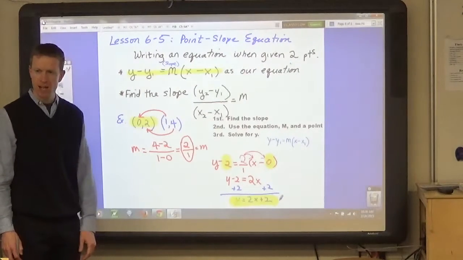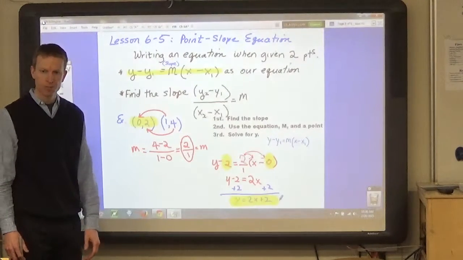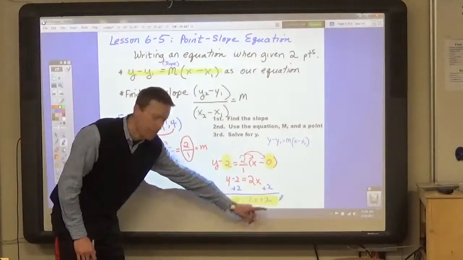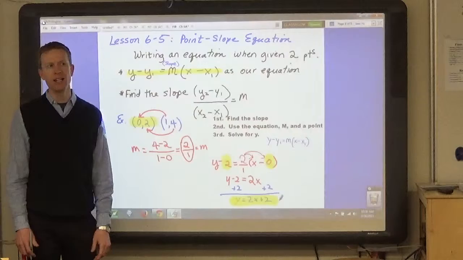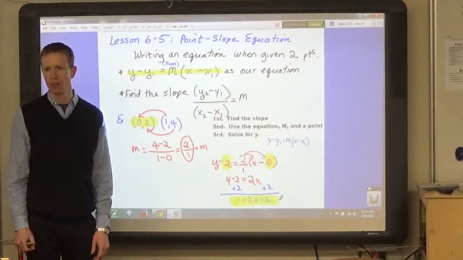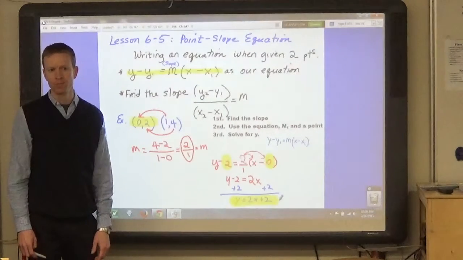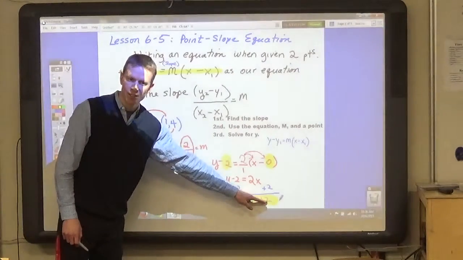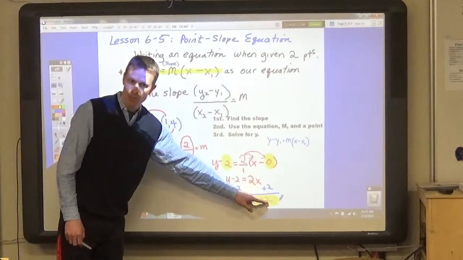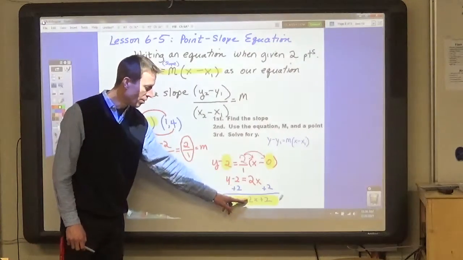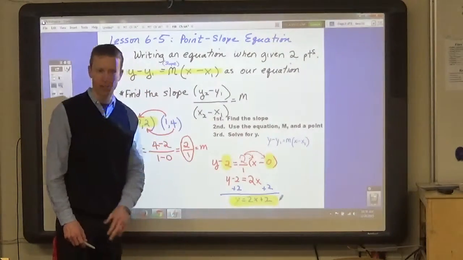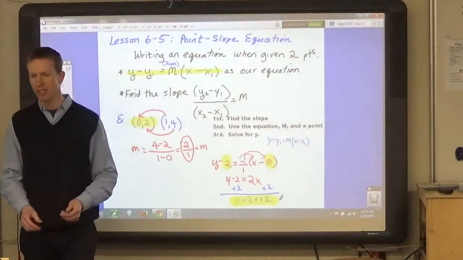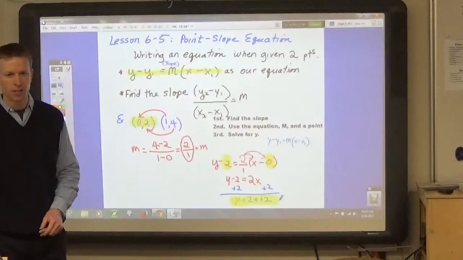What form is that? Slope-intercept. And that's the easiest one to graph, isn't it? Yeah, because you just mark 2 on the y-axis, mark the y-intercept, and then go up 2 over 1. Mark the next point, draw your line. Slope-intercept form is the easiest to graph. Okay?